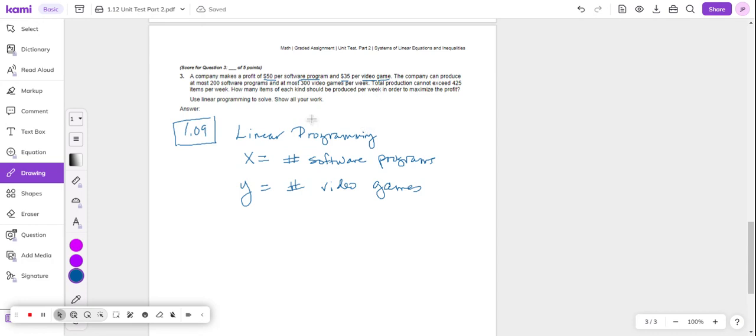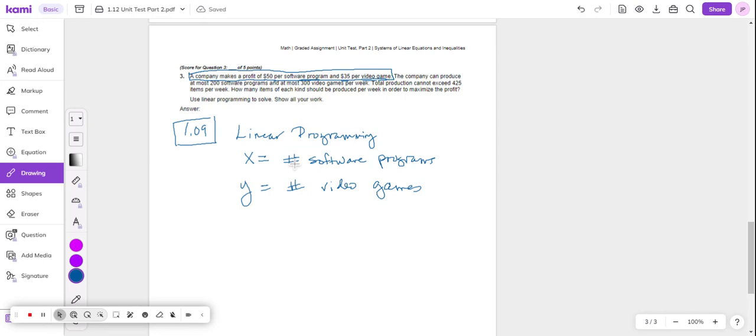So you'll have an inequality that's going to be your profit. Let me back up here. This is going to be your profit equation. This is not going to be an inequality. Hold on just a second. Let me find... there we go. This statement right here, so for linear programming, we have an equation that we either want to maximize or minimize. So this is going to be your P equation. This is going to be your profit. So you're going to use this information, $50 per software program, $35 per video program.